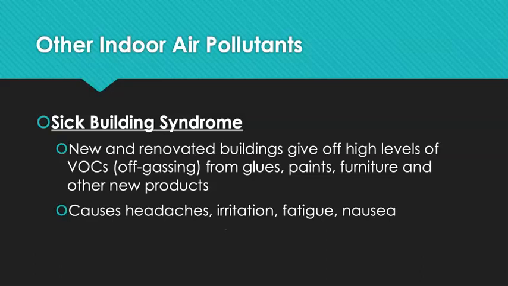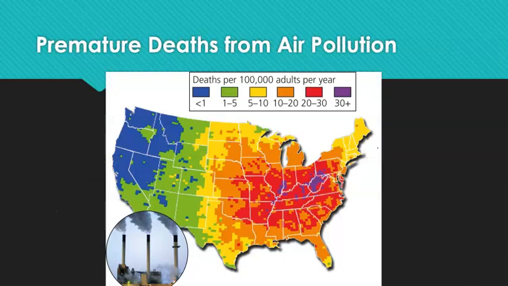So oftentimes we can see people in maybe new office buildings complaining of maybe skin or lung irritation, fatigue, nausea, or even severe headaches due to that off-gassing of those products. So don't forget that maps are very common on the AP exam. So if we take a look at this one, it shows some premature deaths from air pollution where they are more common and less common.